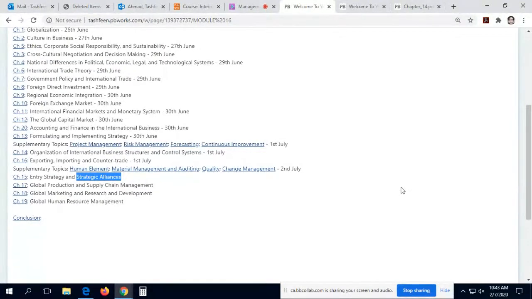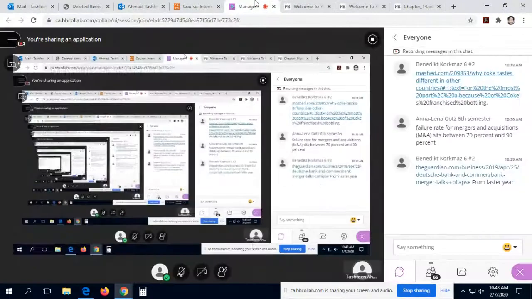So this was just a little warm up. Let me hear from you guys. What do you think about entry strategy and strategic alliances? You may already have had the insight on this, but I just ran through the chapter and have a couple of pointers. So what do you think about these entry strategies, strategic alliances, and mergers and acquisitions?